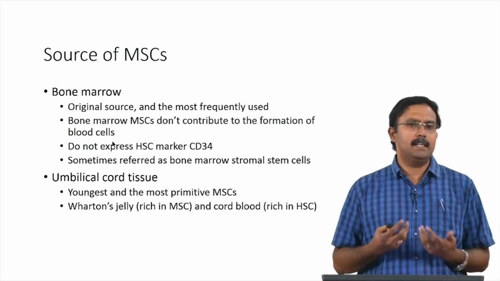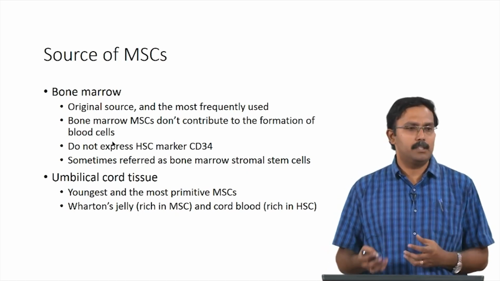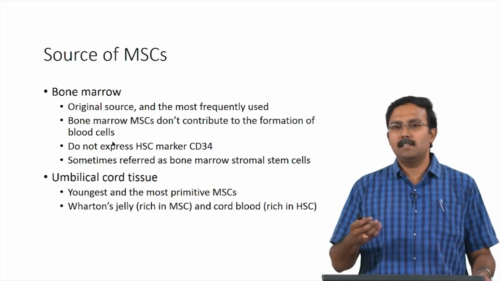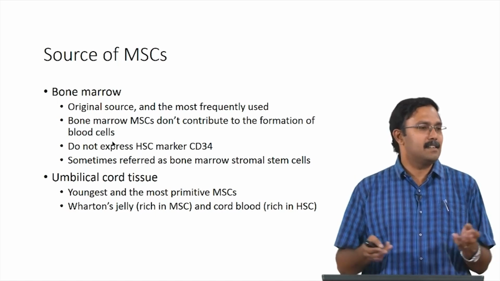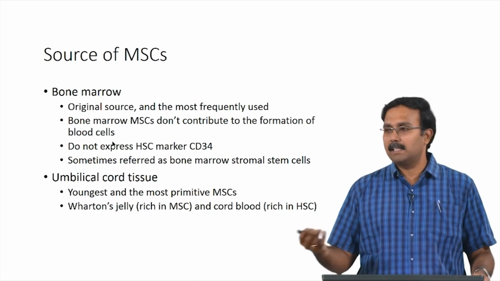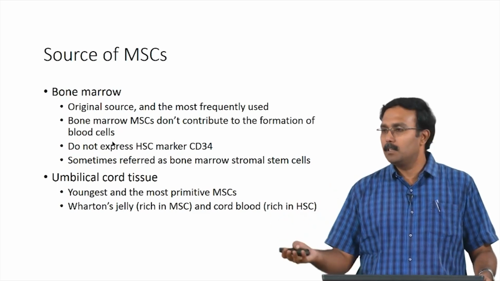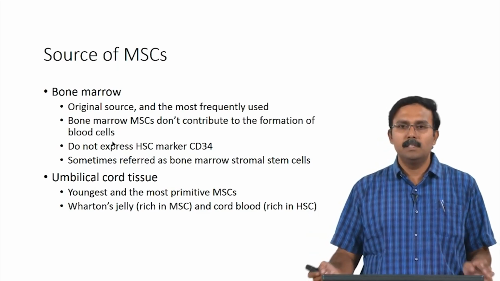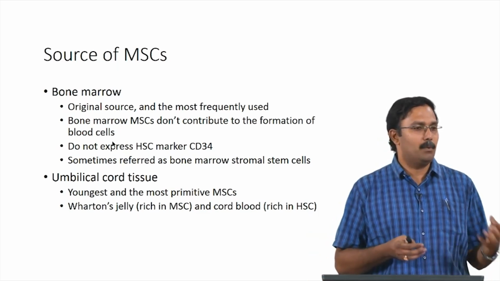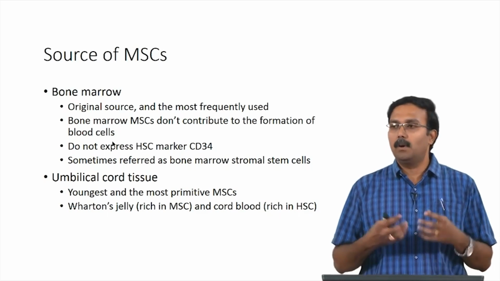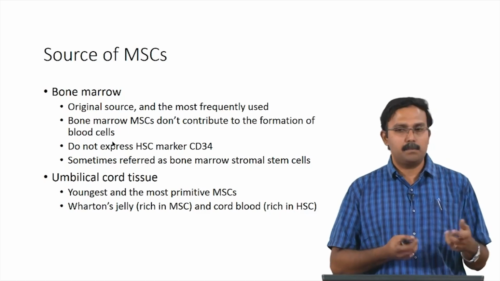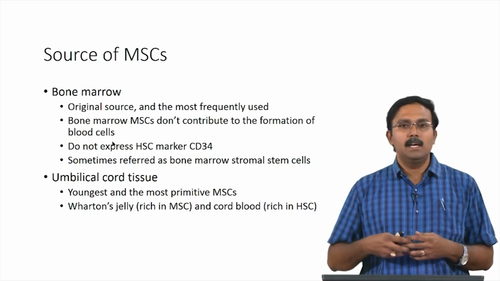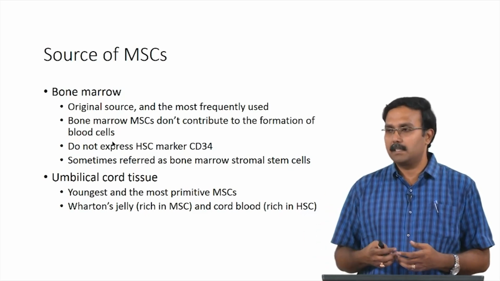Another source for getting mesenchymal stem cells is the umbilical cord tissue. This is the youngest and the most primitive mesenchymal stem cells. That is why there is a lot of interest in storing the cord blood and the cord placenta, in the hope that you would be able to use it for some regenerative medicine which might be developed in the future. This basically has two different tissues, one is the Wharton's jelly and the other is the cord blood. The Wharton's jelly is a gelatinous material which is present in your placenta, which is very rich in mesenchymal stem cells, and the cord blood is rich in hematopoietic stem cells.